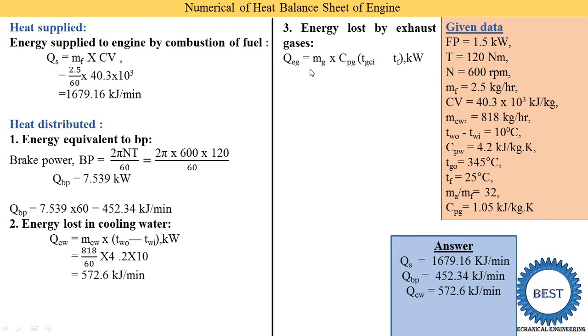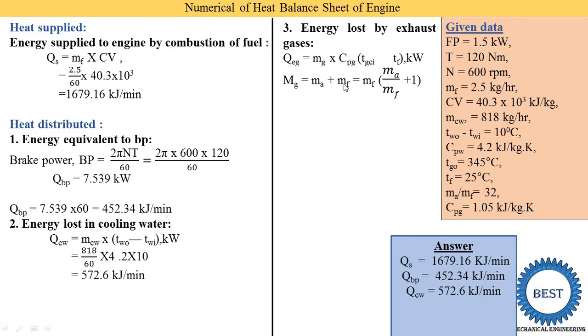For that we use the calorimeters, and QE is equal to mass of gas into specific heat of the gas into temperature of exhaust gas at the inlet of calorimeters minus final temperature TF. But mg is not given. In this case you see mg is not given in the data. Mg means mass of the exhaust gases. So mass of the exhaust gases is equal to mass of the air plus mass of fuel.